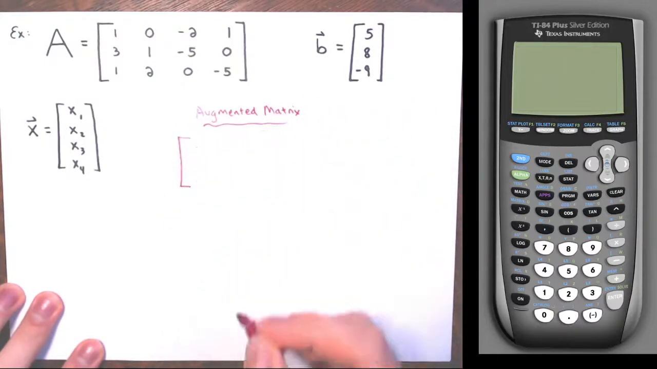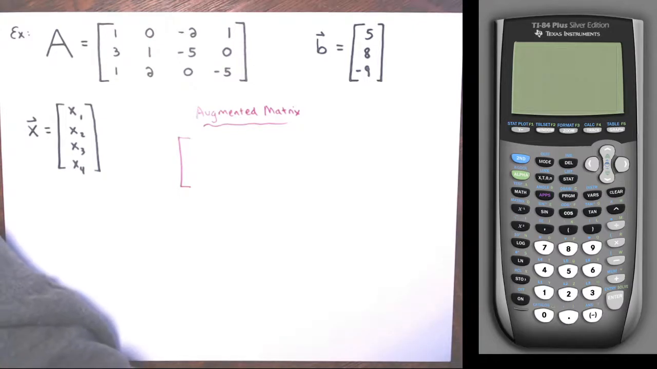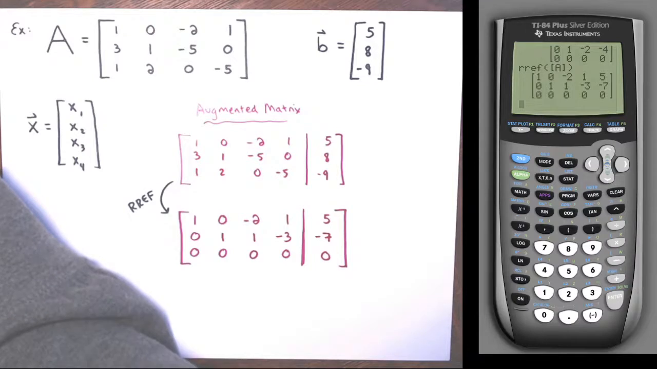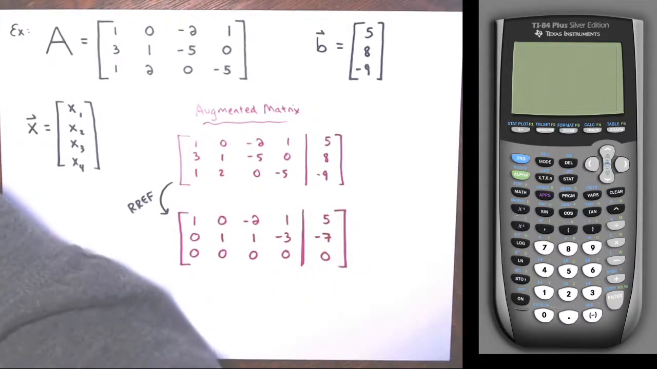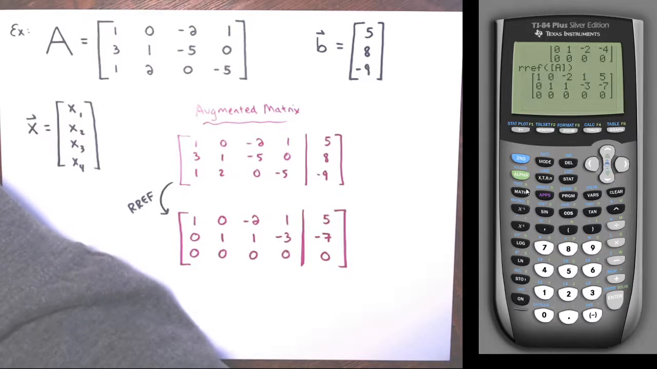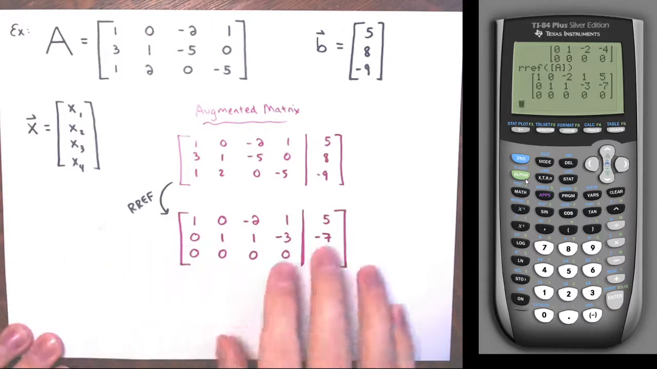Alright, so I'm going to just pause the video and put this in and get to the reduced echelon form and come right back to you. Okay, so I've gone to the matrix, I've gone to the calculator, put in the matrix, this 3 by 5 matrix, put it in reduced row echelon form, and got the following result.